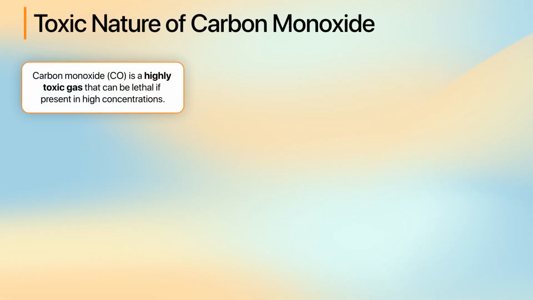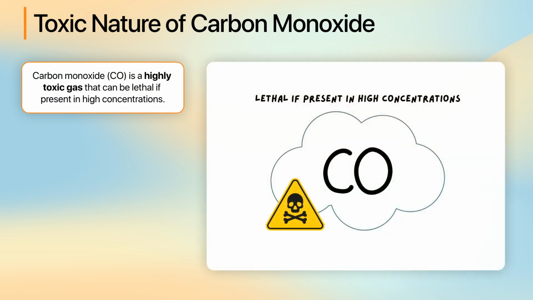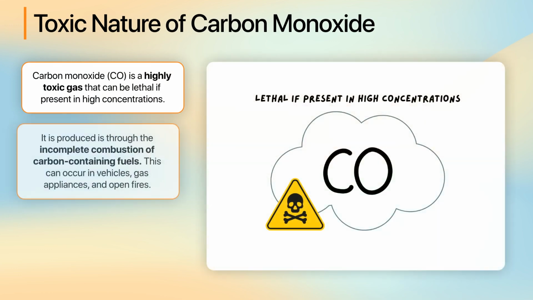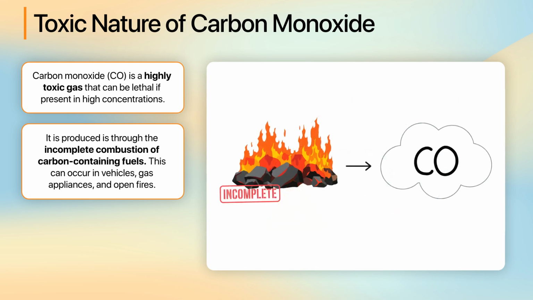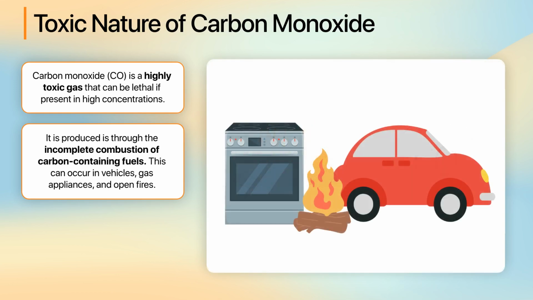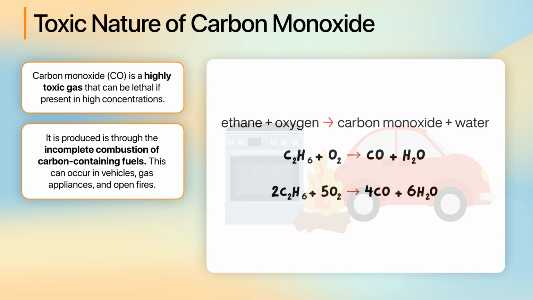Carbon monoxide, CO, is a highly toxic gas that can be lethal if present in high concentrations. One of the primary ways it is produced is through the incomplete combustion of carbon-containing fuels. This incomplete combustion can occur in many common scenarios, such as in vehicles, gas appliances, and open fires. The word equation for the incomplete combustion of ethane is ethane plus oxygen goes to carbon monoxide and water, and the balanced symbol equation is shown here.